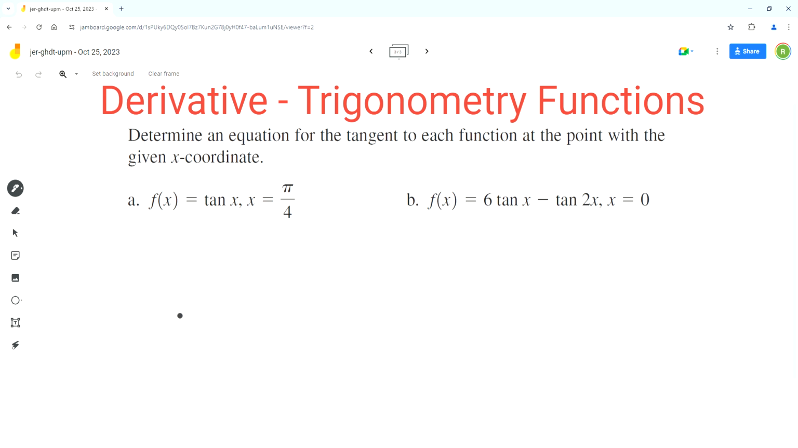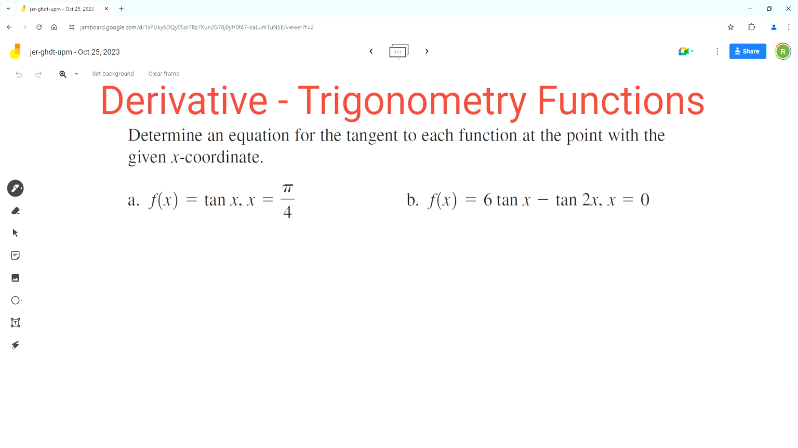So in this video, we'll solve this problem using the concepts of derivatives. As per the problem, determine an equation for the tangent to each function at the point with the given x coordinate. So let's start with part A.